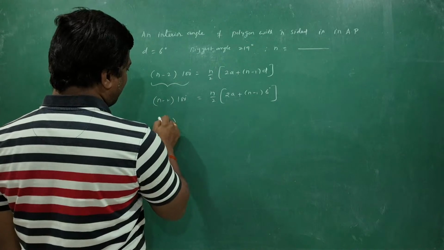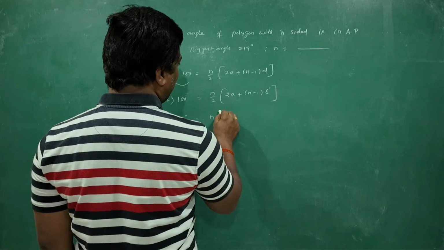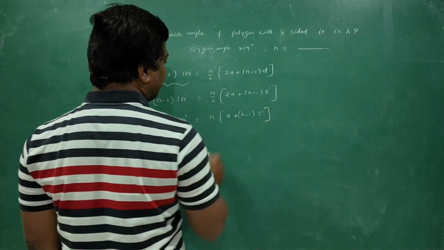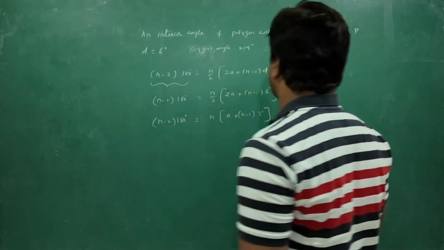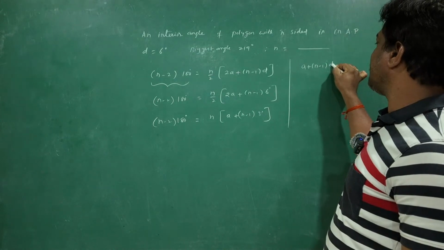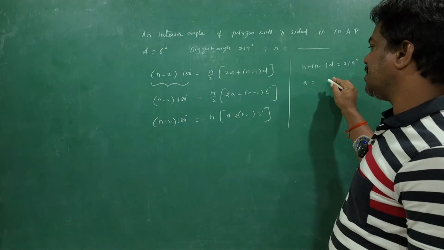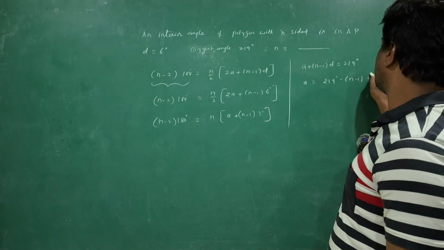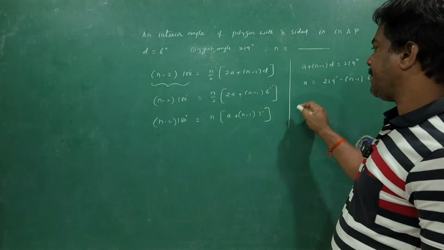Now n minus 2 of 180 degrees equals n multiplied by a plus n minus 1 into 3 degrees. And the biggest angle is given as 219. The biggest angle is nothing but the nth term, a plus n minus 1 into d, given as 219 degrees. So a can be written as 219 degrees minus n minus 1 into 6 degrees.